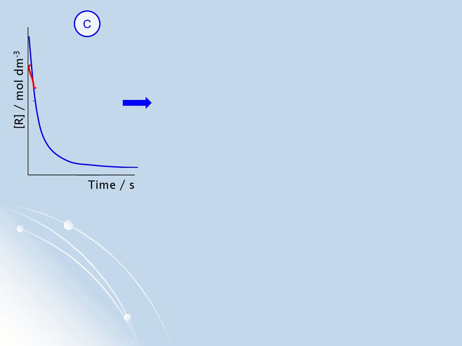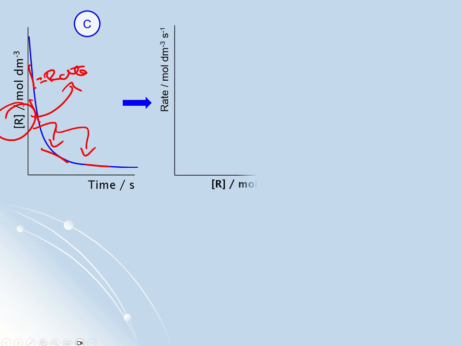We will plot gradient, gradient, gradient, gradient, remembering gradients are equal to rates. So we now have a relationship between concentration and rate. We plot that this time, and if we get a graph of this shape of concentration against rate, we can say this is second order.